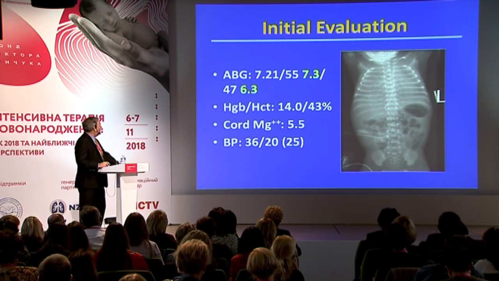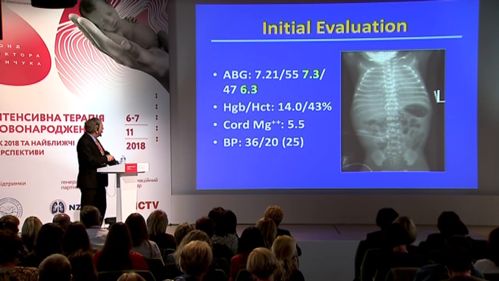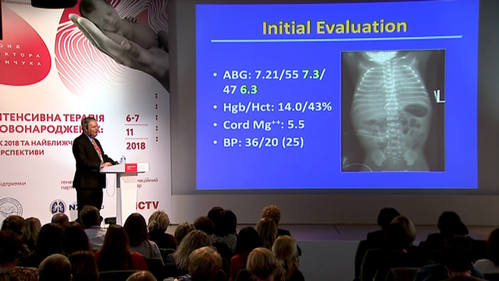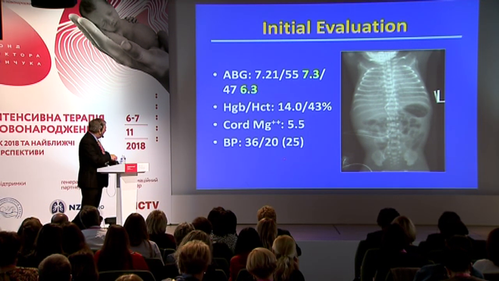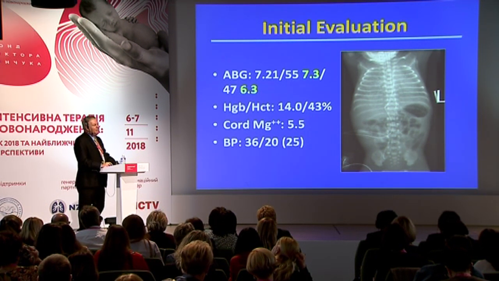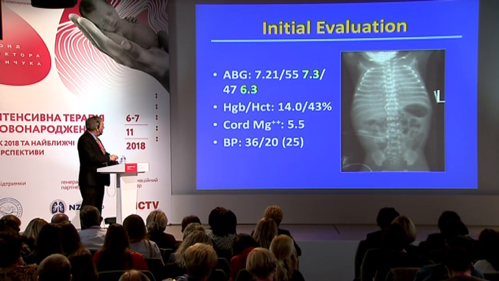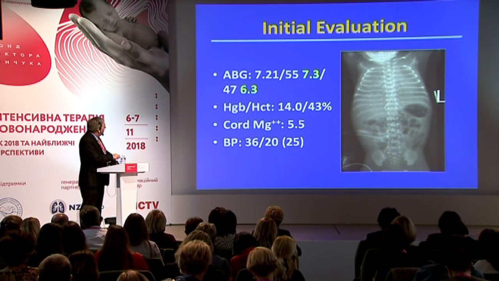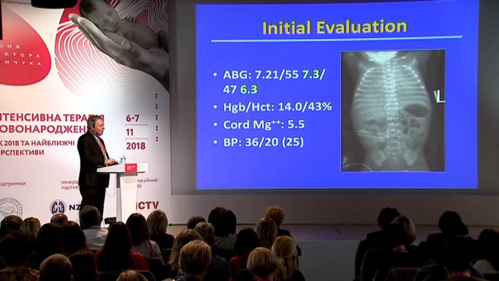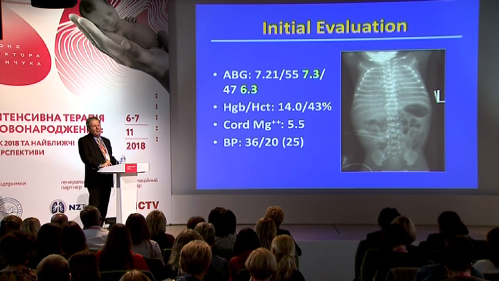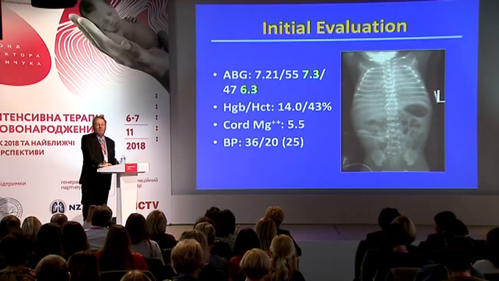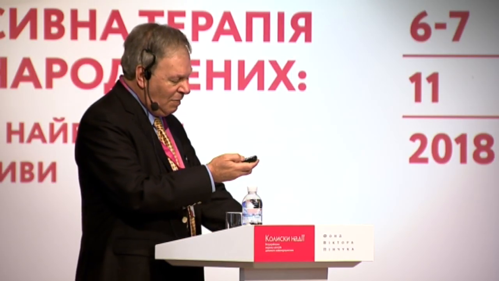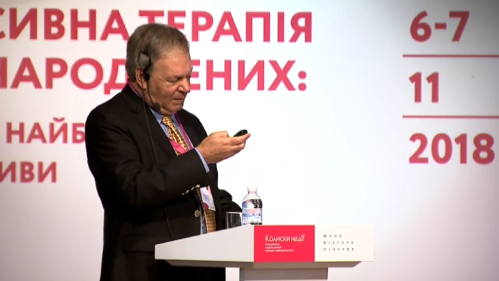The baby's initial hemoglobin and hematocrit were appropriate for the gestational age, as was the baby's blood pressure. But you'll notice there is a biochemical abnormality: the cord blood magnesium level was 5.5, obviously in response to the treatment that was given to the mother for her severe preeclampsia.